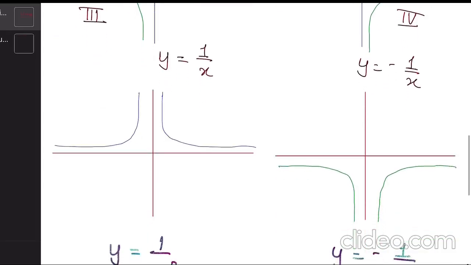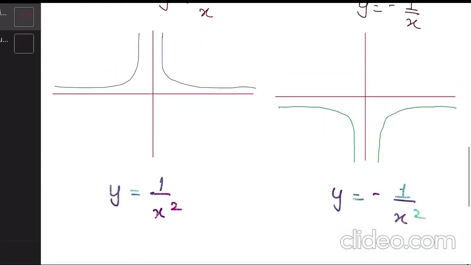Right? Okay, the next one is if it is reciprocal but it comes with a square as well. So if it is 1 over x squared, both the curves will be lying in the first and the second quadrant. They will be lying in the first and they will be lying in the second quadrant. All will be opening upward.